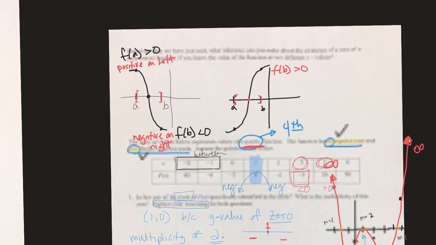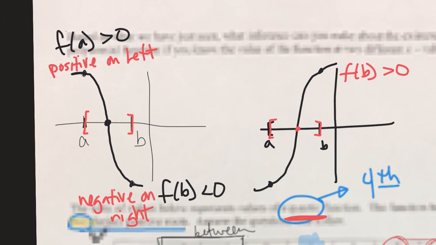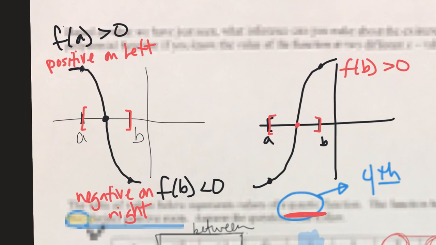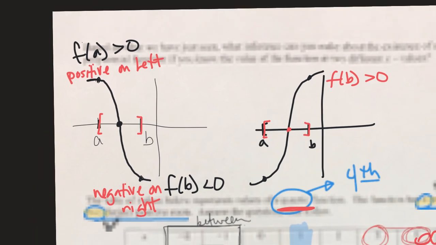Okay, so here's the key right here. If it's positive on the left and negative on the right, then there has to be a 0. Or if it's negative on the left and positive on the right, there also has to be a 0. Okay, so there you go.